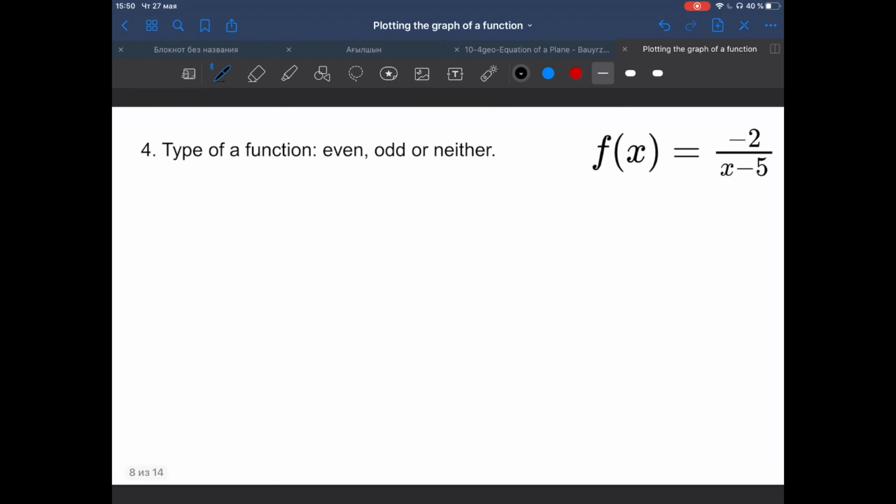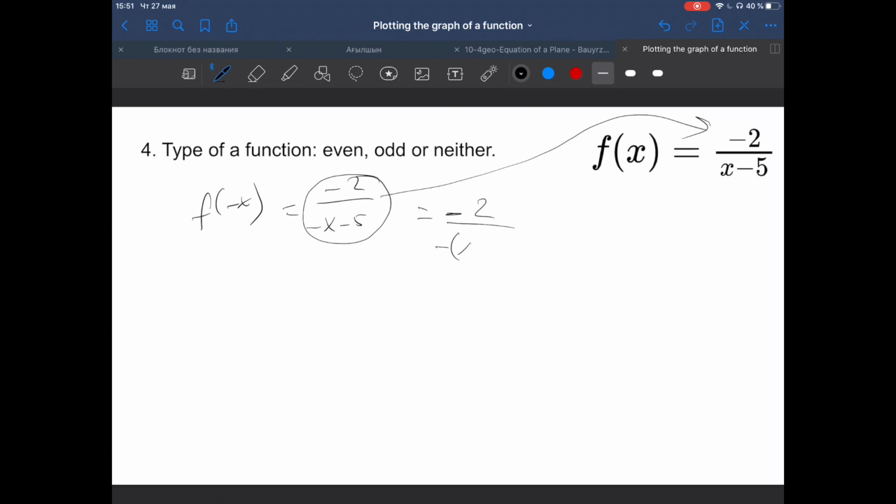Okay, next step, 4. Type of a function, even, odd, or neither. To check this, we put minus x instead of x. It means we need to find f of minus x. And here, if we put minus x instead of x, here we have minus 2 over minus x minus 5. And this expression is not equal to our initial expression. It means this function can't be an even function. And after that, if we take the minus sign out of the bracket, here will be, let's write like this, minus 2 divided by minus x plus 5.